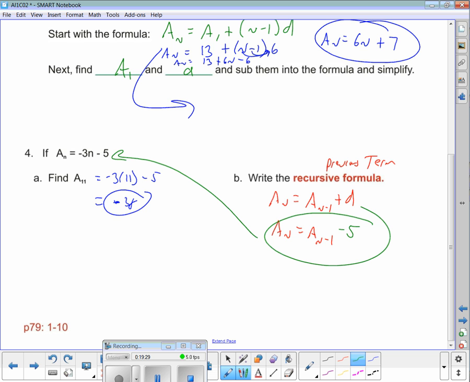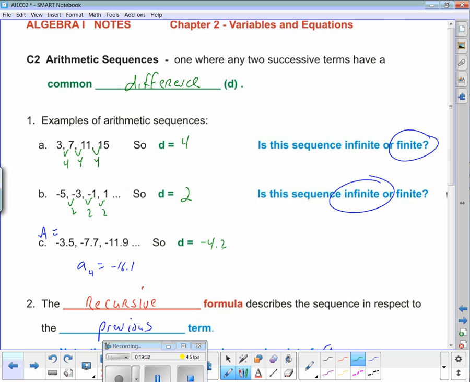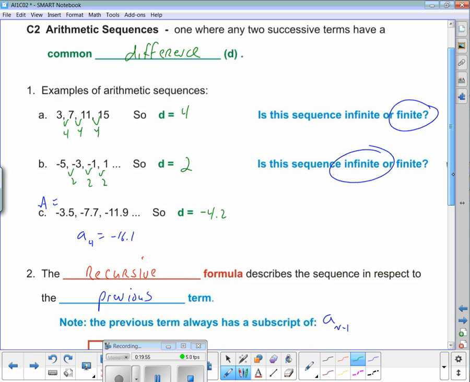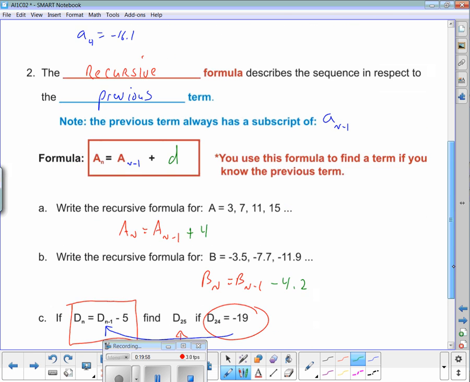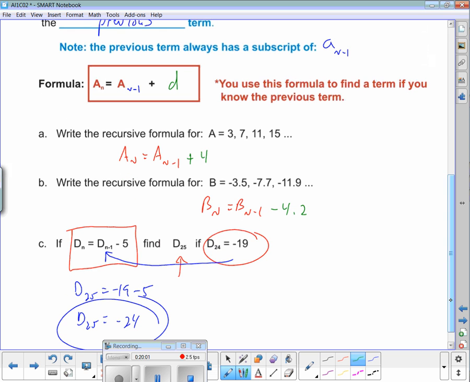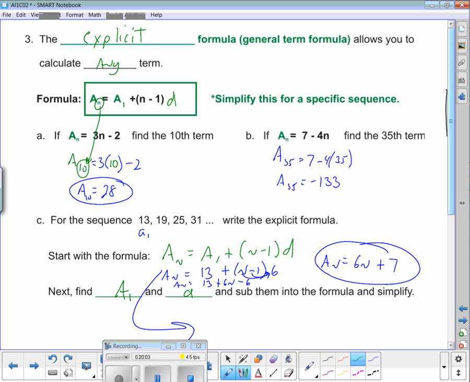Okay, so let me do a quick recap. So we talked about arithmetic sequences. What are they? There's always a common difference between every term. Next chapter, we'll talk about a geometric sequence. And if you remember, those don't have a common difference. They have a common ratio. Common ratio. So arithmetic, common difference. Infinite and finite. Recursive formulas. Explicit formula, way more valuable. And voila. All right, homework is there.